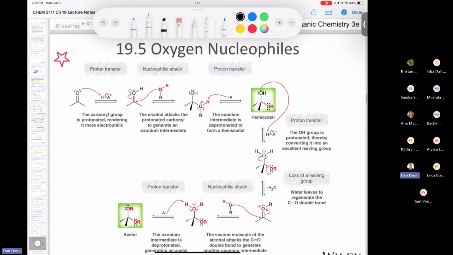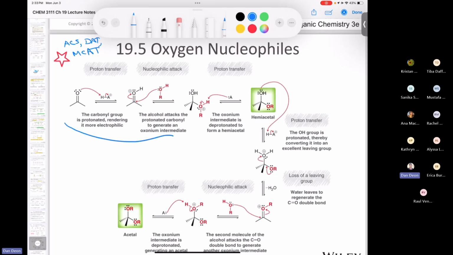And again, I put a red star on this because you have to know this mechanism. You might not be asked to draw it from soup to nuts, but standardized exams like ACS, DAT, MCAT like to ask questions about steps of this to make sure that you understand what's a proper intermediate and what's an improper intermediate.